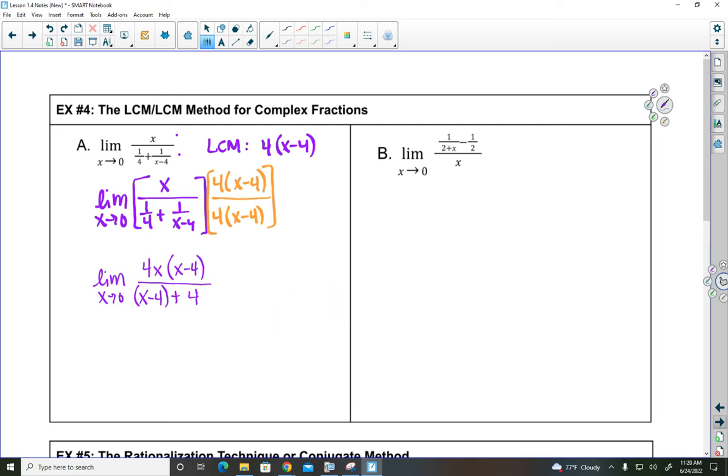So we see that multiplying by the lowest common multiple of those denominators allows us to cancel out the fractions within the complex fraction expression. Okay, so we can simplify this a little bit. Negative 4 plus 4 is 0, so those cancel. X over x would be 1, so this is really the limit as x approaches 0 of 4 times x minus 4. If we use direct substitution, we're getting 4 times negative 4, or negative 16.